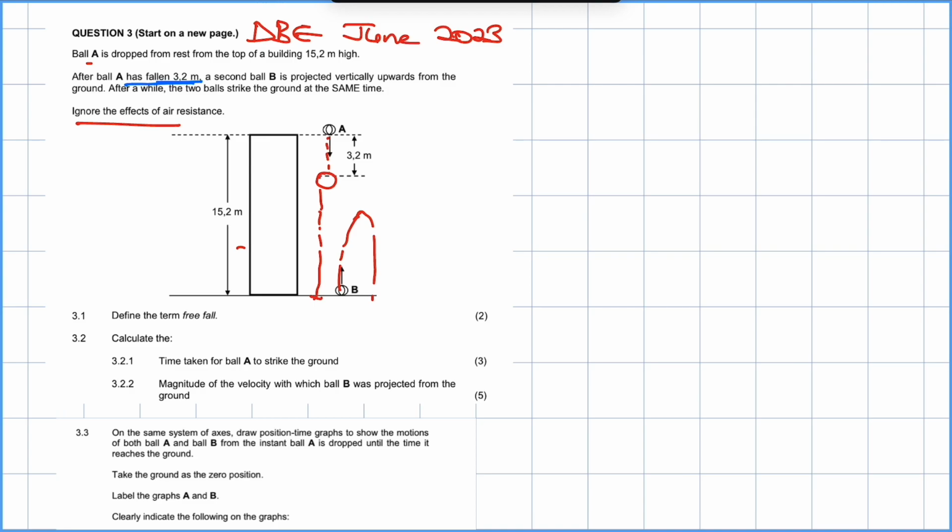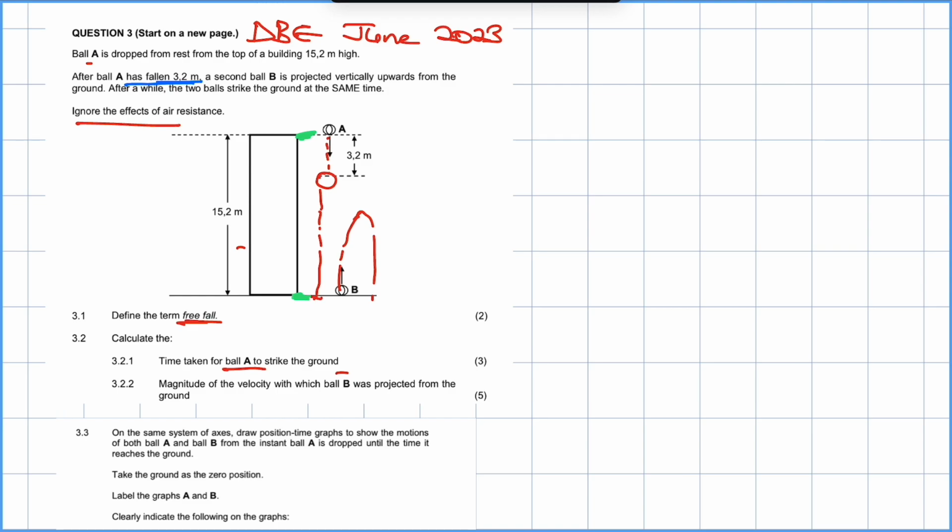Question number 3.1, define the term free fall. So free fall is the motion under the influence of gravitational force only. Okay, then next question, calculate the time taken for ball A to strike the ground. So you want to calculate the time for ball A to move from this point until it hits the ground.